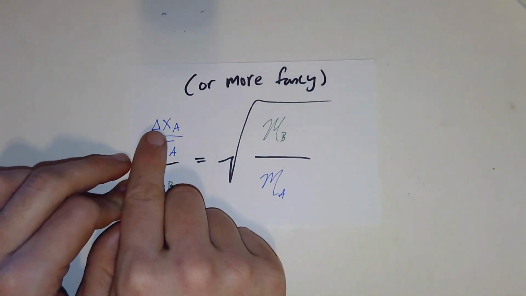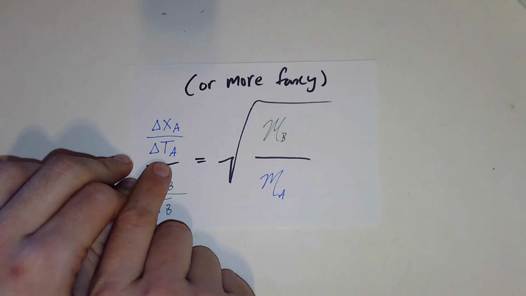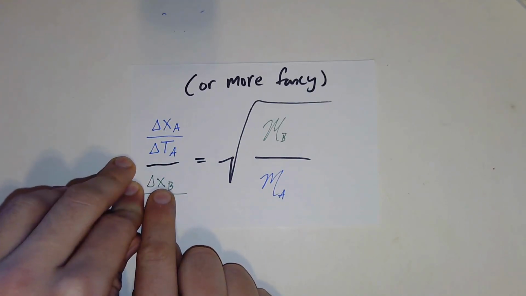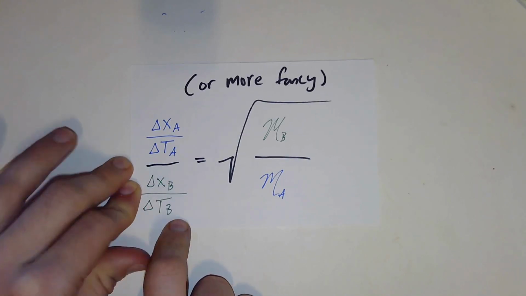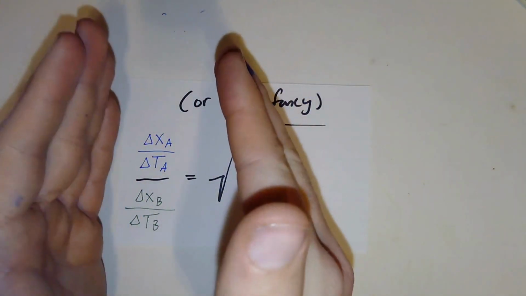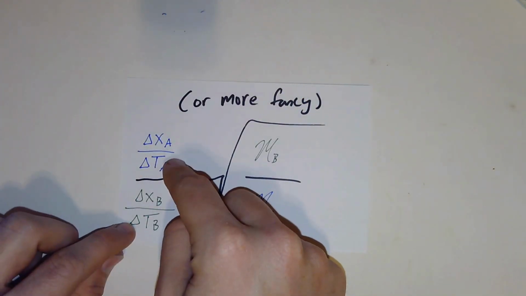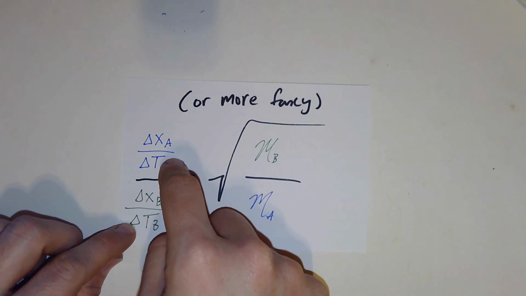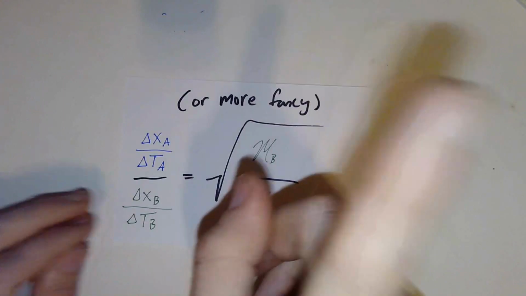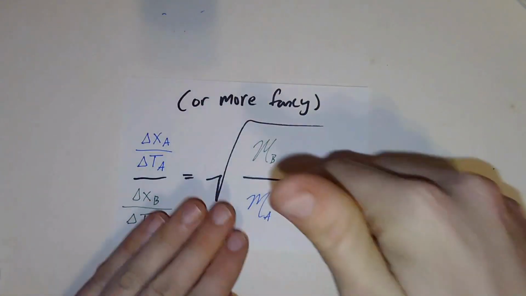So the distance my first gas will go over a certain amount of time divided by the distance the other gas will go over a certain amount of time. So if I could come up with a way of measuring how far that gas goes and keep the time that both gases are allowed to travel constant, then the only thing that would determine where they met was their molar masses.